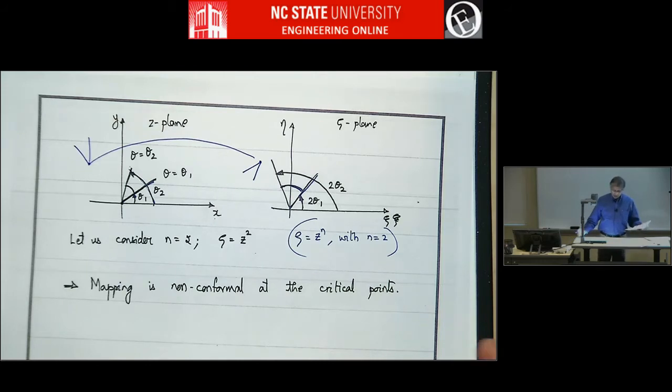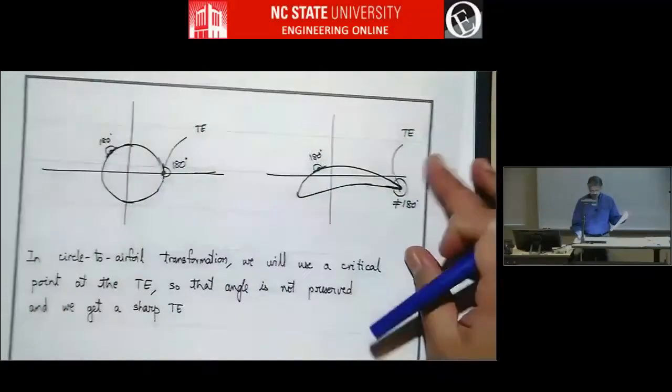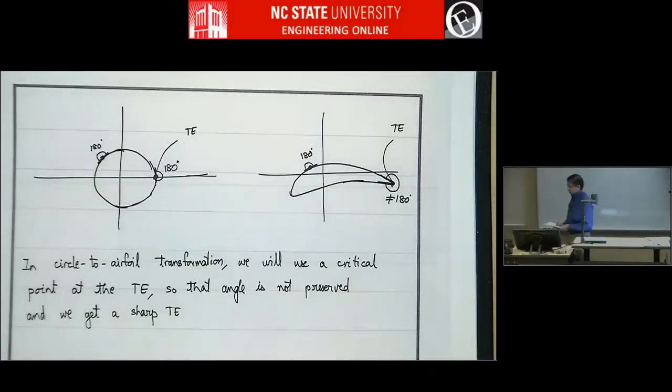And there is a use for this, for example, in setting the trailing edge. I've been talking about how you can map the circle to an airfoil shape, and that's what we're going to do towards the end of this chapter. That's called the Joukowsky transformation. There are many transformations like that. One example is the Joukowsky transformation.